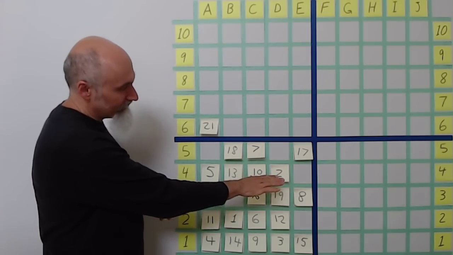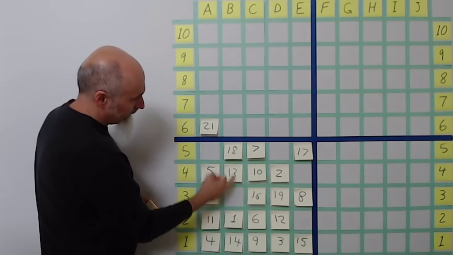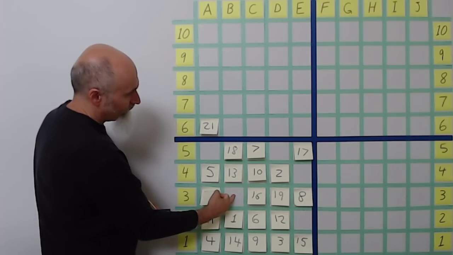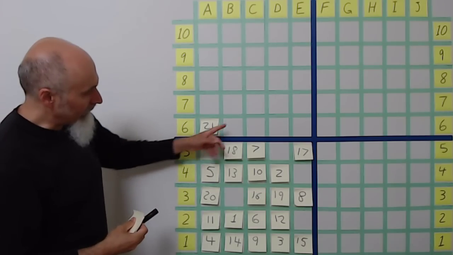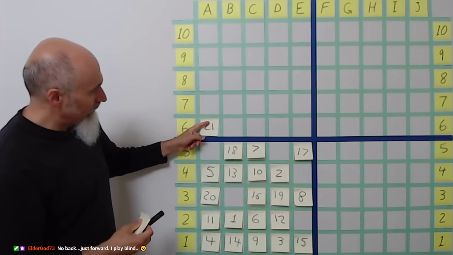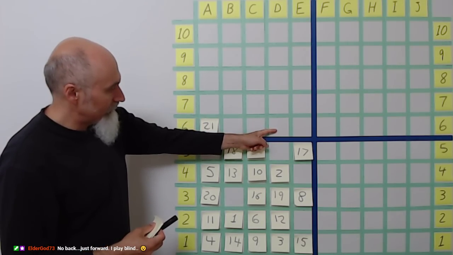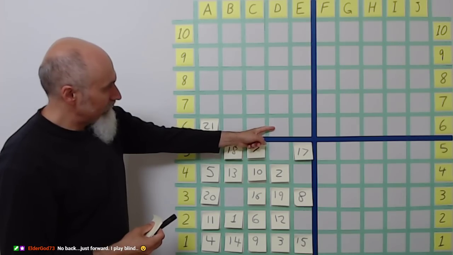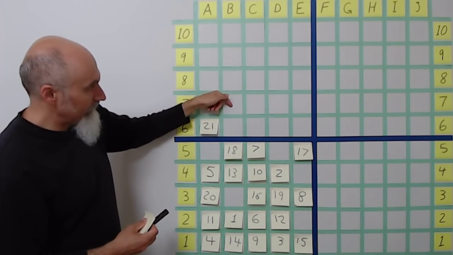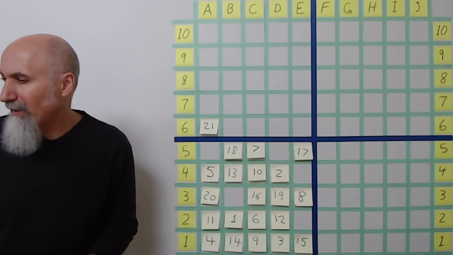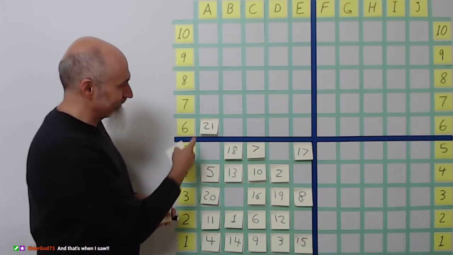So we want to stay as close to this grid as possible. But we do want to nail this guy. And this guy has this and this coming out of it, right? So if we get to here, we come to here, and then we can jump out again. So 21, or come here, get there, get there, get there, and then come out. 21, 22, 23, 24. Yeah, we could do this. No, back, just forward. I play blind. Oh, you know, you can't take anything back.